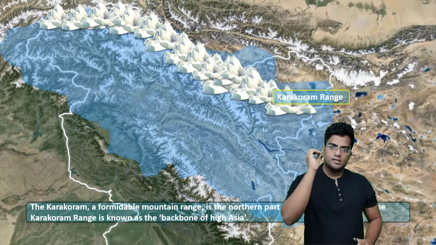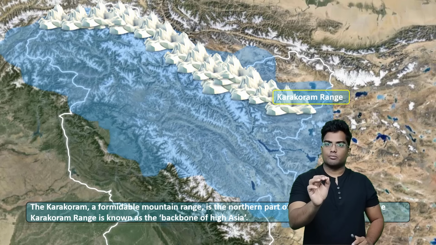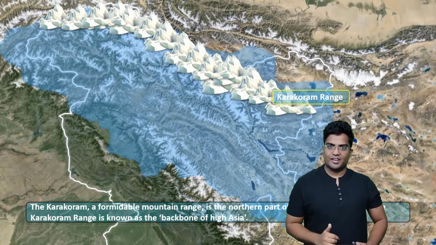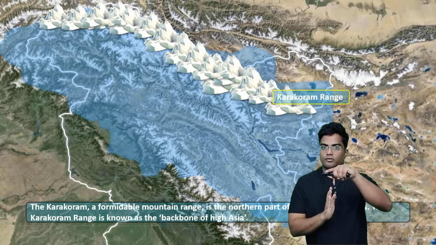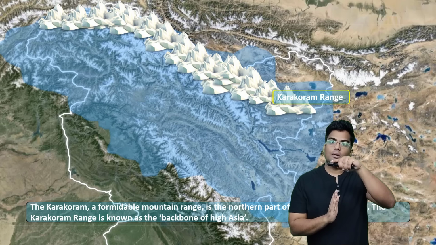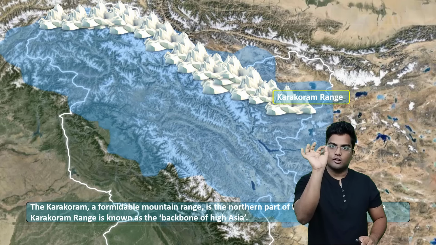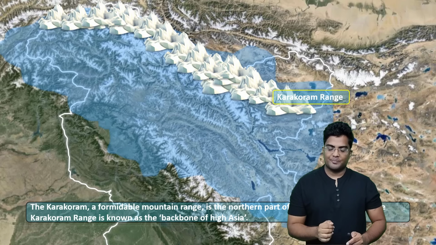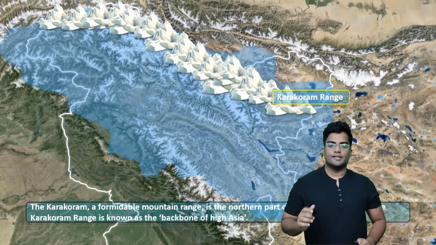As it happens, the trans-Himalayas is the northern part of Himalaya. So essentially, the Karakoram Range is the most northern part of Himalaya. Okay, let me repeat it again. You have the Himalayas, and the northern part of Himalayas is the trans-Himalayas. The northern part of trans-Himalayas is the Karakoram Range. So essentially, the Karakoram Range is the most northern part of the entire Himalayas. How awesome is that?